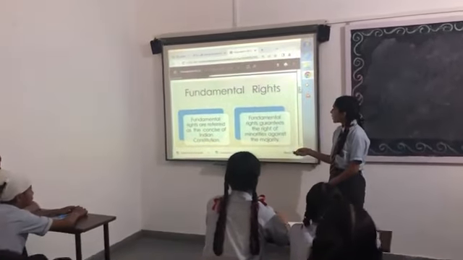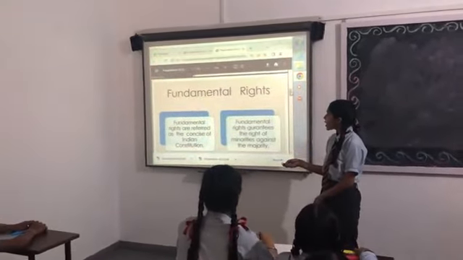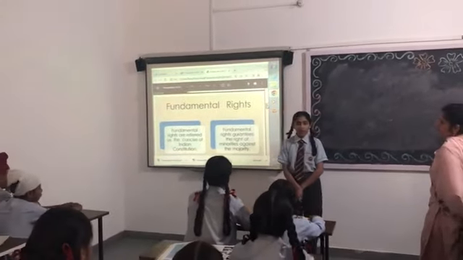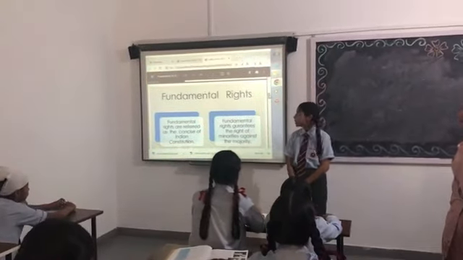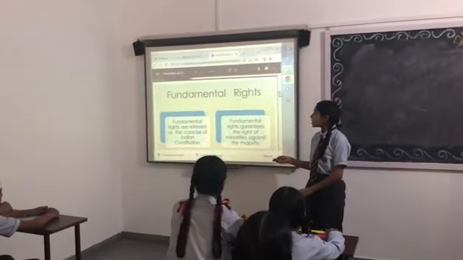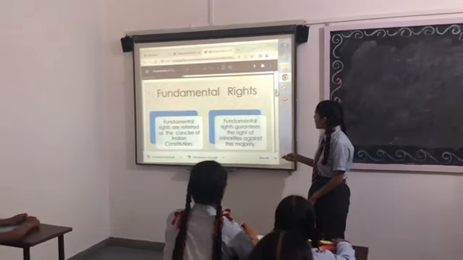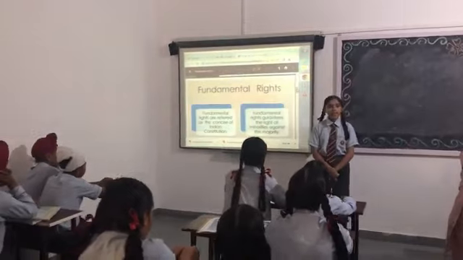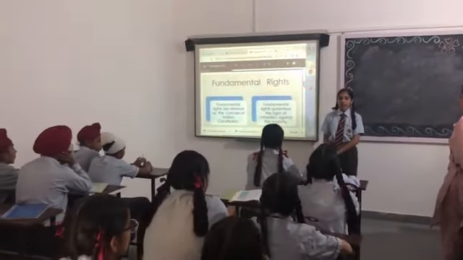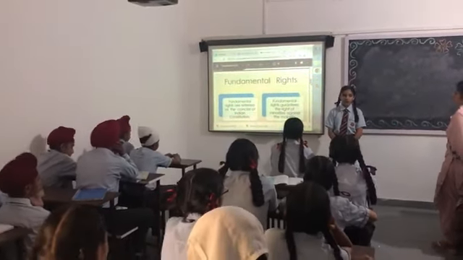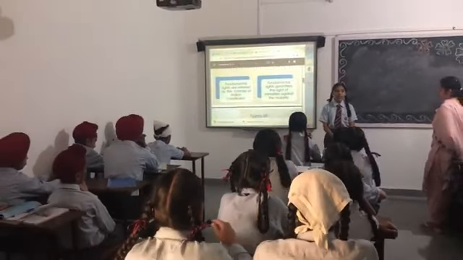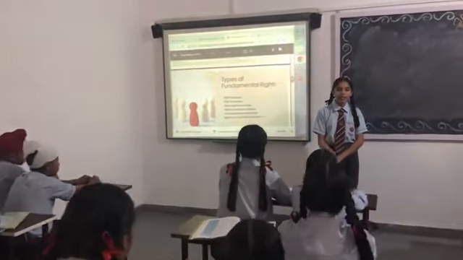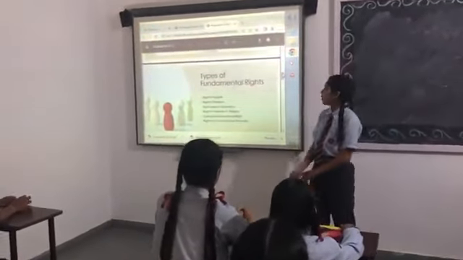Next, fundamental rights are referred to as the conscience of the Indian Constitution. There is a word, conscience. Fundamental rights acknowledge the rights of minorities against the majority. If there is any minority on one side and a majority on the other side, the government takes care of both. They can give rights to both minorities and majorities.